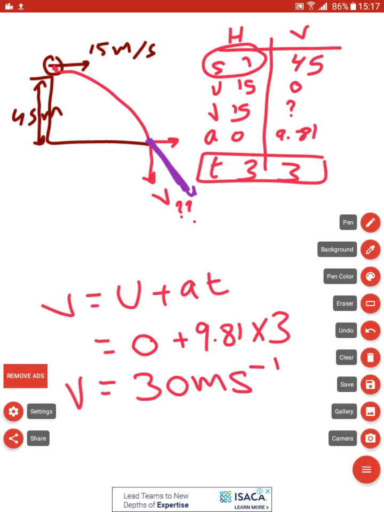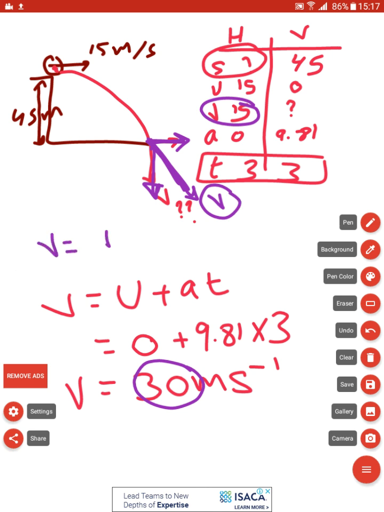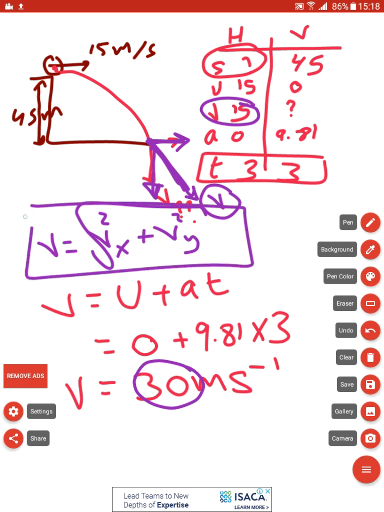What if the question asked you to find the velocity here? Okay, you have a horizontal speed which is 15 meters per second, and a vertical speed which is 30 meters per second. So to find the resultant velocity, it's equal to the speed on the x-axis squared plus the speed on the y-axis squared, under the square root. In this way, you can find the value of velocity.